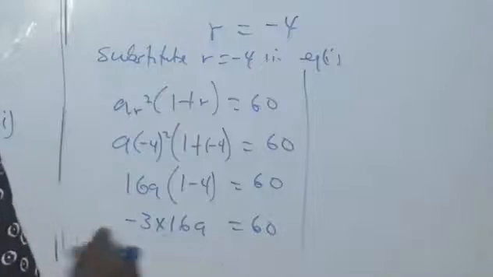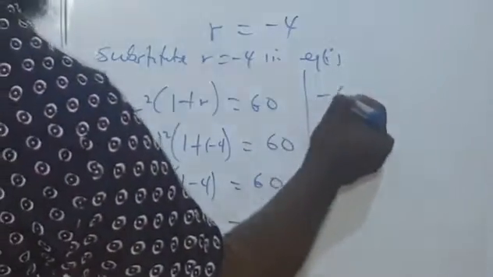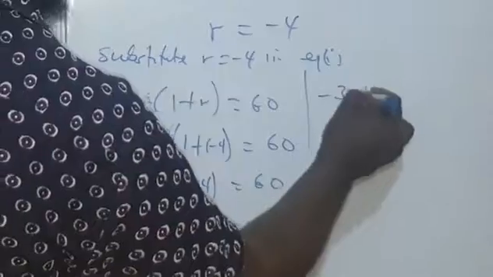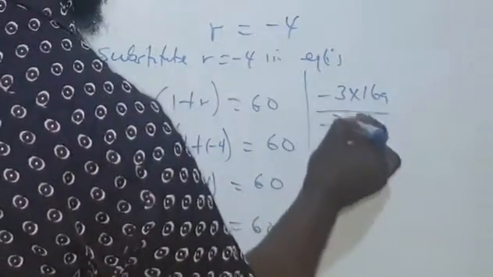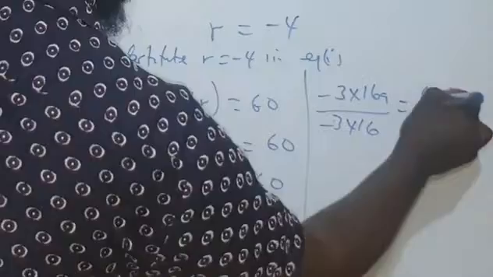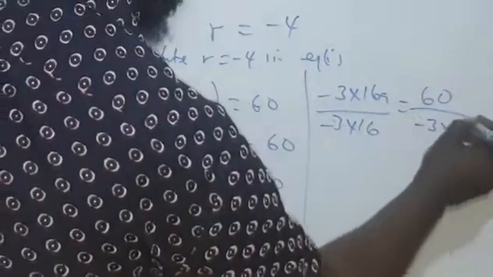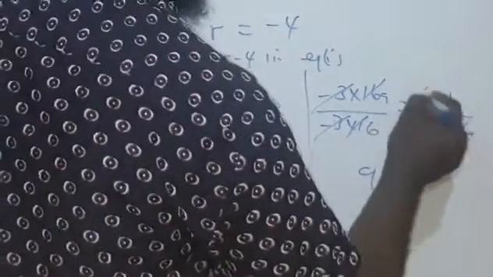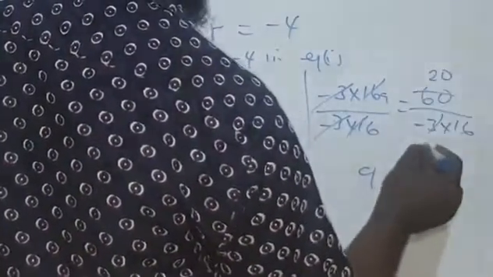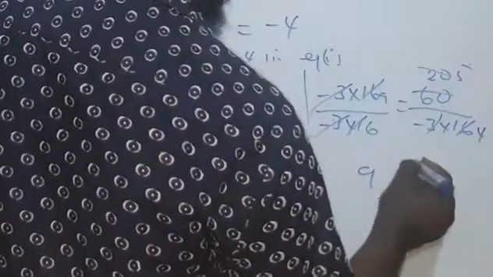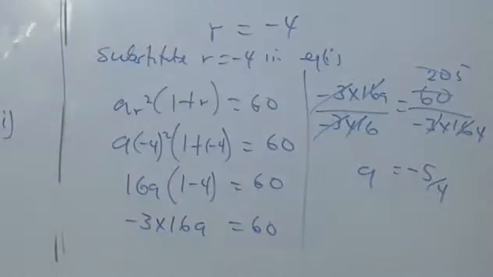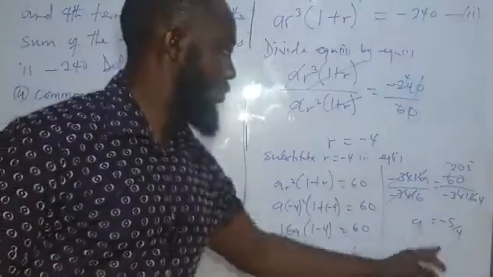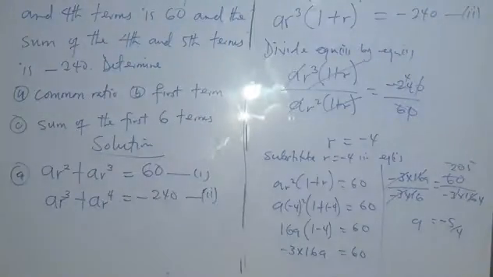So let's just divide both sides by minus 3 times 16. That's minus 3 times 16A divided by minus 3 times 16 equals 60 divided by minus 3 times 16. So this cancels this, we have A left here. So 3 here 1, 3 here 20. So that is 20. Then 4 can go here 5, 4 can go here 4. So we have minus 5 all over 4. That's the value of the first term. The value of the first term is minus 5 over 4.